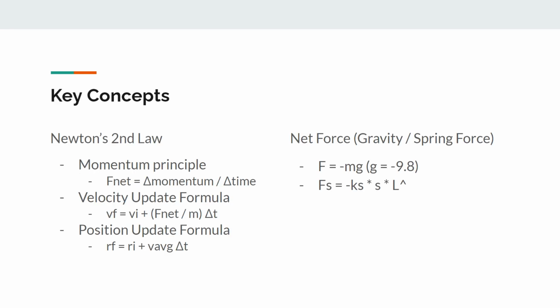Key concepts of this experiment include Newton's second law, the momentum principle, F net equals delta momentum divided by delta time, the velocity update formula, and the position update formula. Net force is gravity plus the spring force. F gravity equals negative mg, and F spring equals the spring force formula.